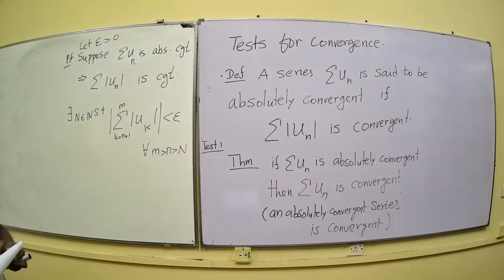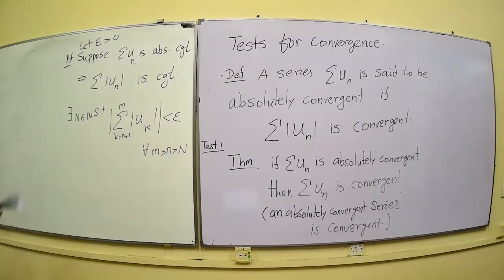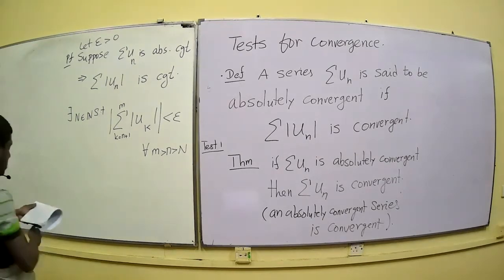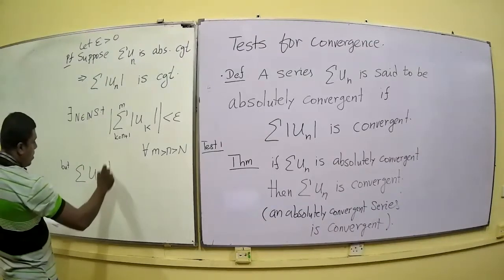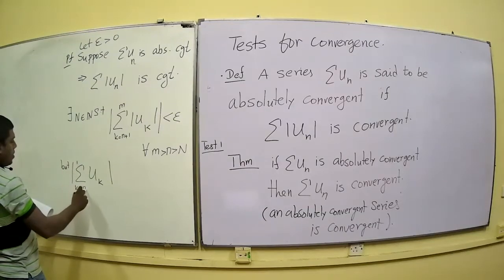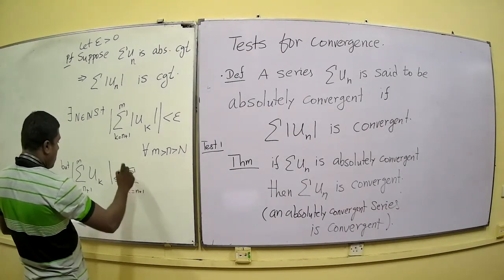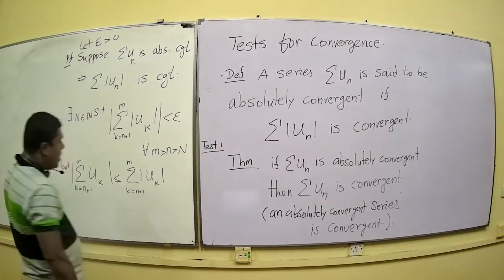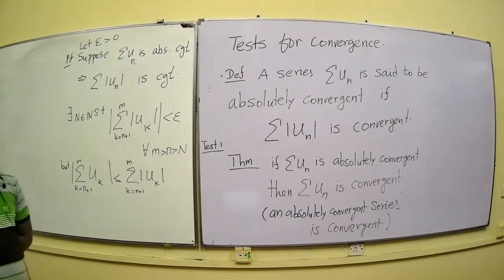So you have two absolute values, but for finite terms, taking the absolute value of the summation and taking the absolute value again is the same. You know this: the triangle inequality extended. The absolute value of A plus B is less than or equal to the absolute value of A plus the absolute value of B. Now you extend it for all these terms.